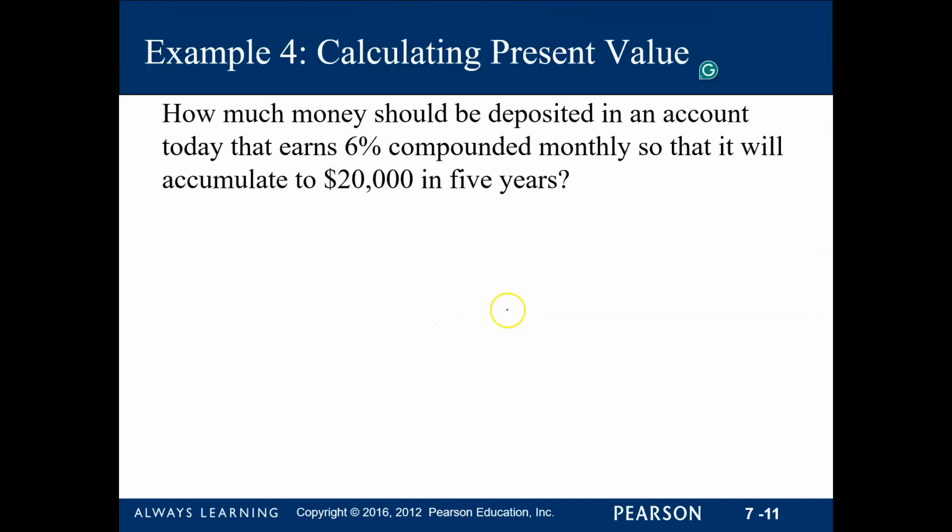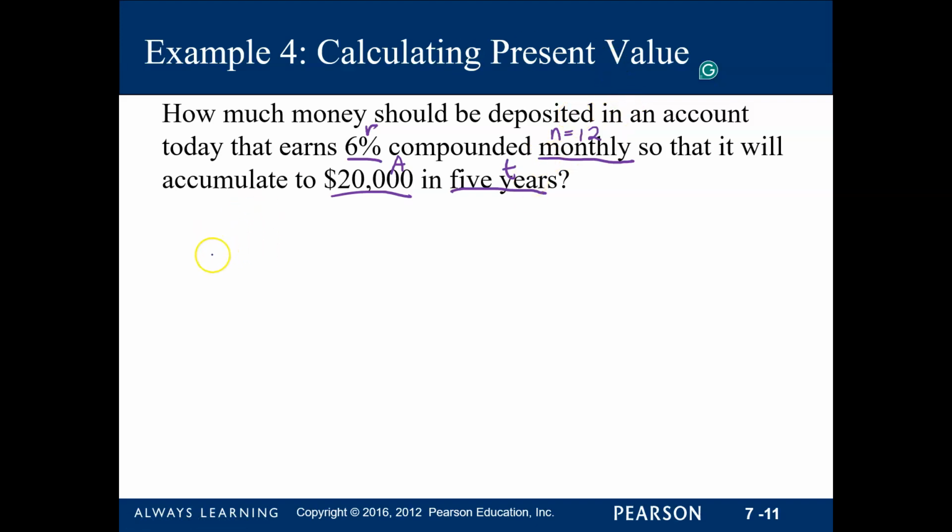So let's have our example. How much money should be deposited into an account that earns 6%, our rate, okay? Compounded monthly. So monthly, the N is 12. So that it will accumulate 20,000 in 5 years. So 5 years is the T, 20,000 is the future value, okay? We need to know what is the amount to be deposited.